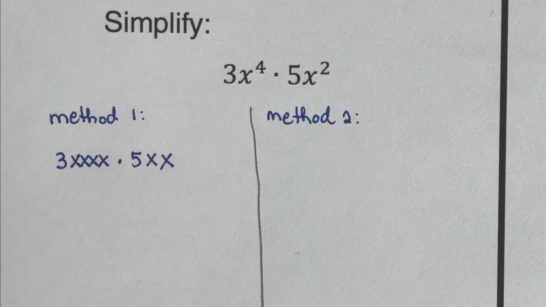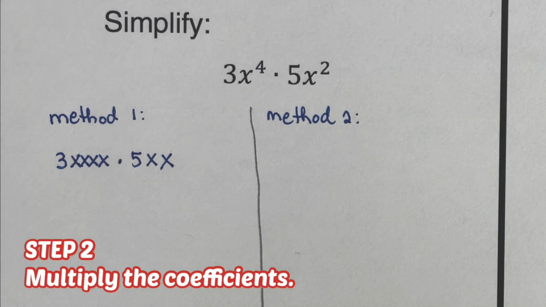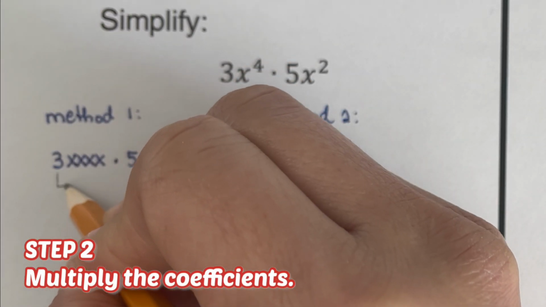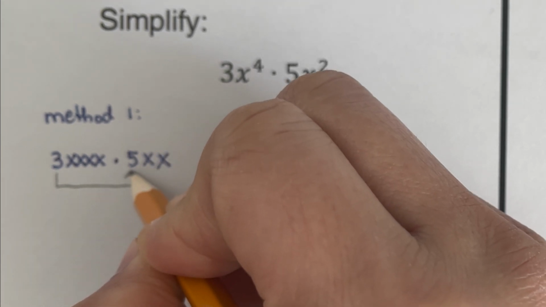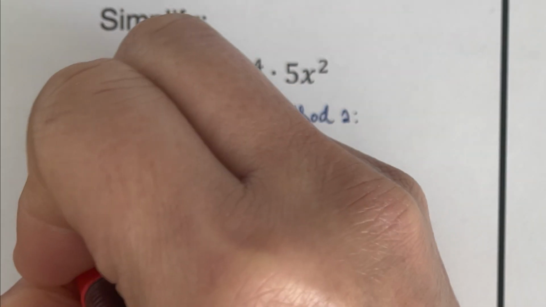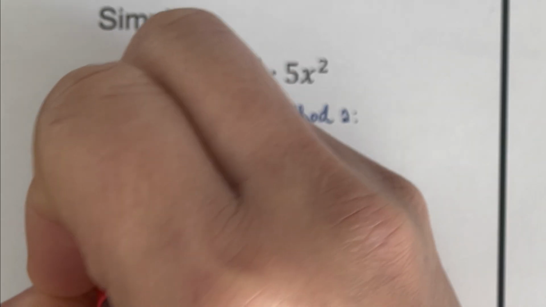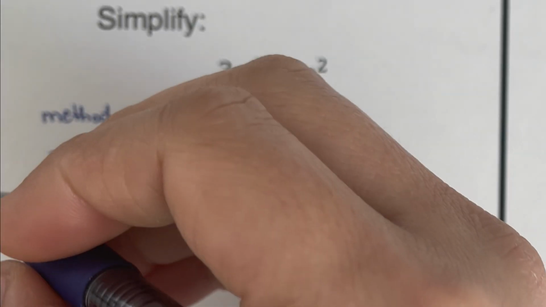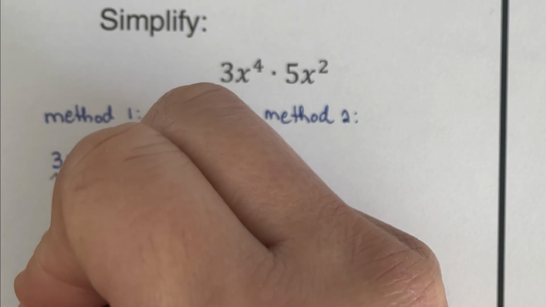Now we're ready to move on to the second step. The second step is to multiply the coefficients. So the coefficients that we have here are 3 and 5. And we are going to multiply this. Again, we're supposed to multiply. And so 3 times 5 is 15. So I go ahead and write 15. And so we're ready to move on to the third step.